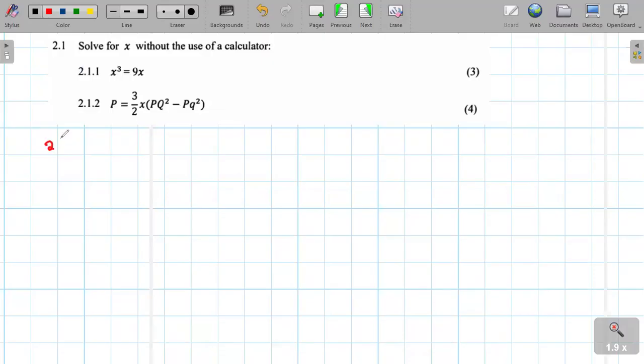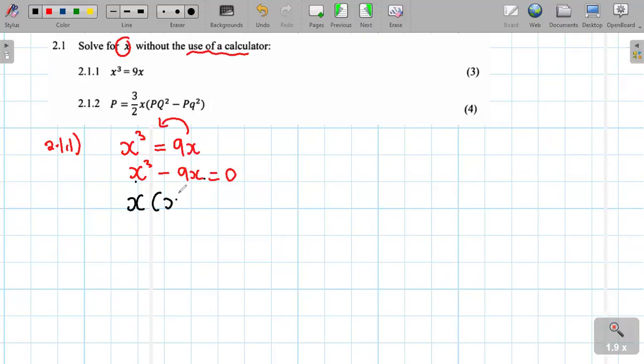Number 1, question 2.1.1. Solve for x without the use of a calculator. I have x cubed equals 9x. Can I take 9x to the other side? I'm going to have x cubed minus 9x equals 0. What can I do? Can I take x as a common factor? Because I have x, I have x. I'm left with x times x squared minus 9 equals 0.